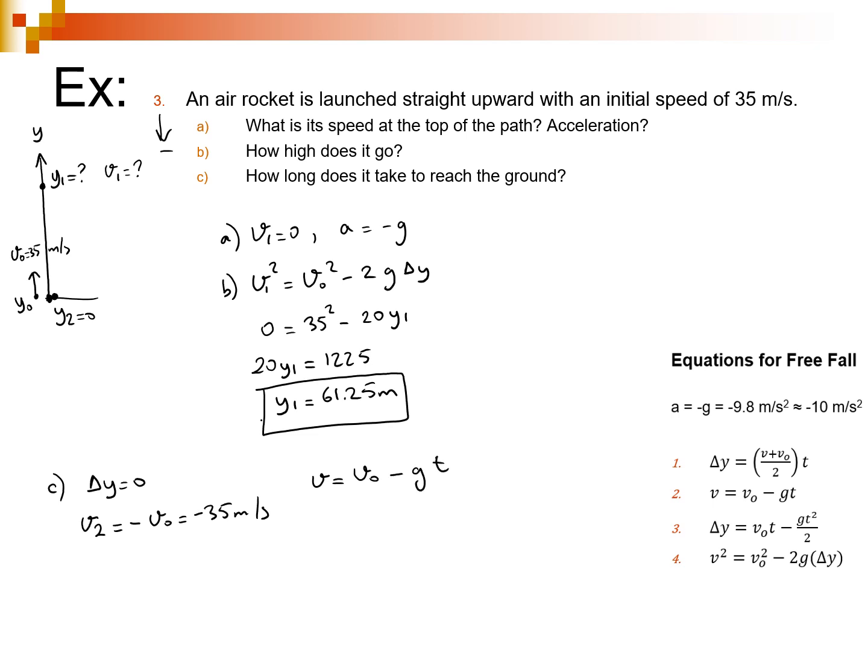Now, which v? I am solving for all the way to the position 2. Therefore, this must be v2, and this original velocity is v0. So v2 is negative 35, as we discussed. v original is 35, minus 10t. This means negative 10t is negative 70. Therefore, time is equal to 7 seconds. And that's the answer for part C.